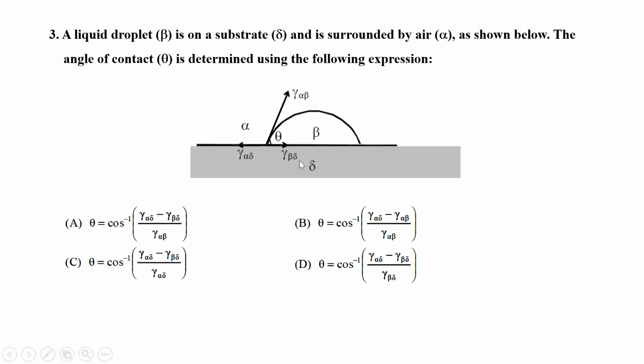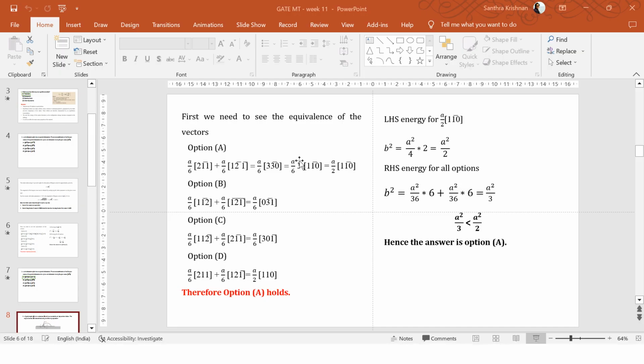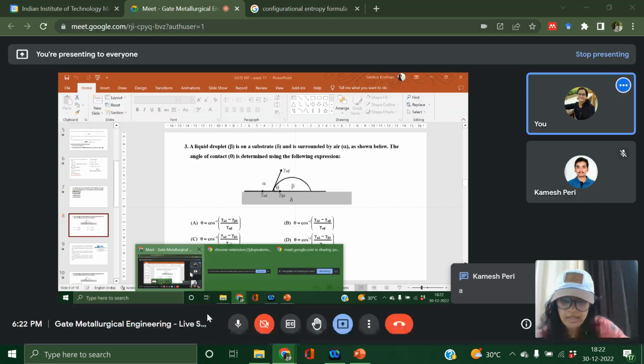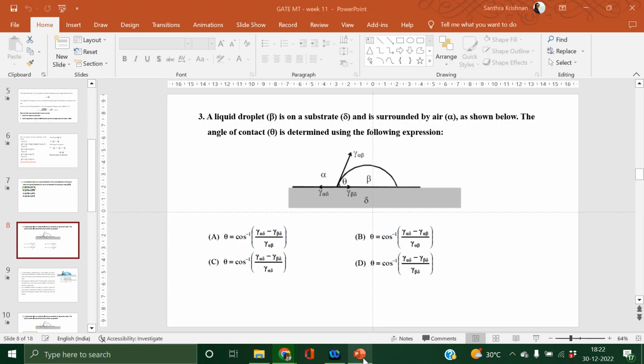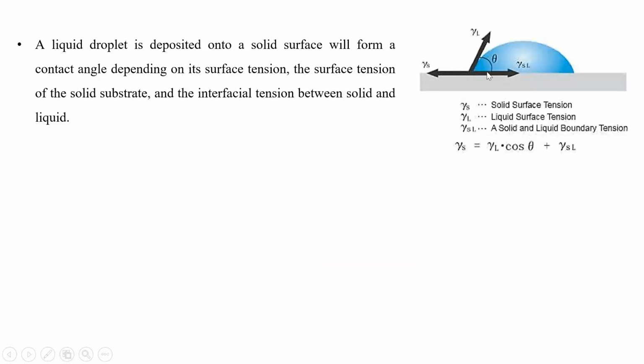So, what is Young's equation? Before moving on to Young's equation, can you tell me which of the options will be correct for this particular question? Can you make a guess? If you know Young's equation, you can directly answer. Option A. Yeah, that's correct. So, how do we tell that it is Young's equation?